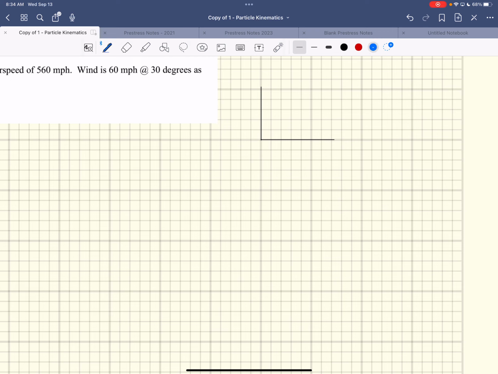So this is the X and Y direction. And we've got wind doing this, 30 degrees. Okay, that's what the wind is doing. Right, and my airplane's over here. An airplane. That's a pretty good airplane.